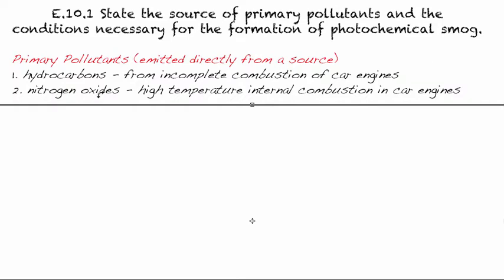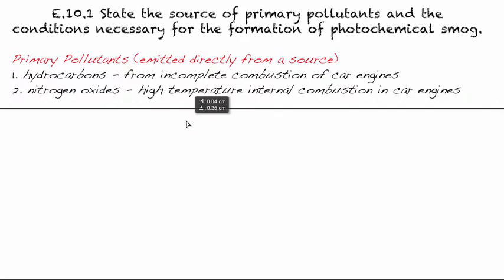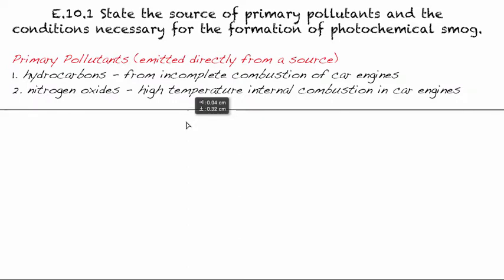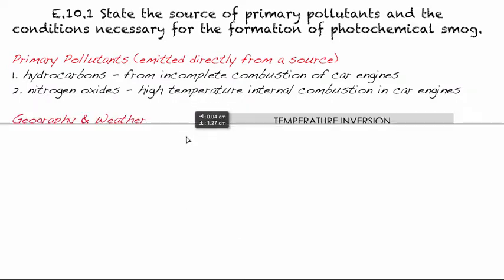Secondly, nitrogen oxides. High temperature internal combustion in car engines can form those. And if you make a connection to an earlier outcome, we looked at the equation where the atmospheric nitrogen would react with the oxygen in this high temperature to create the nitrogen oxides. So from there, we have these primary pollutants now in the air. And so now we have to see what other conditions are necessary that would actually create the smog aspect.